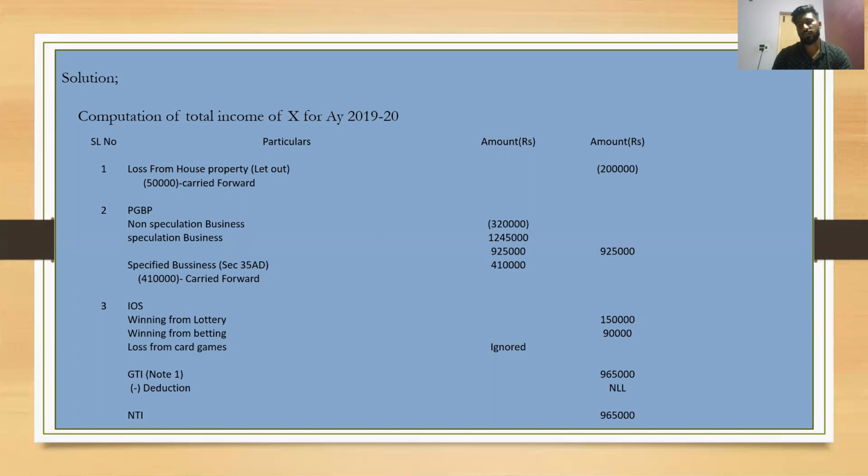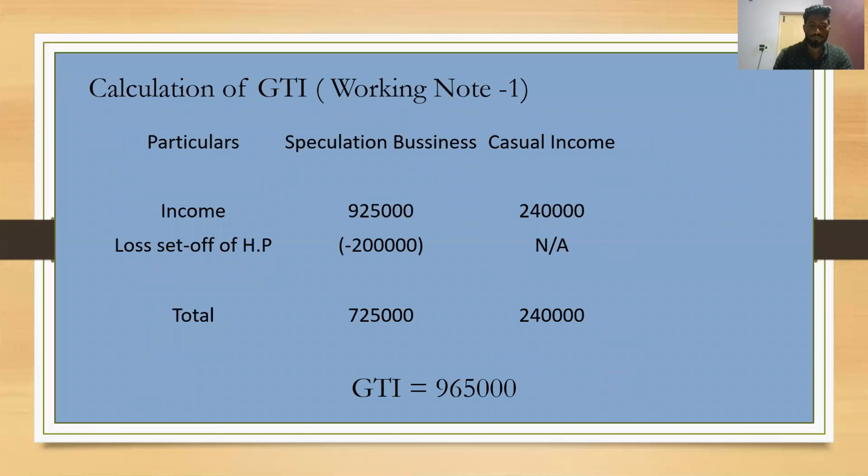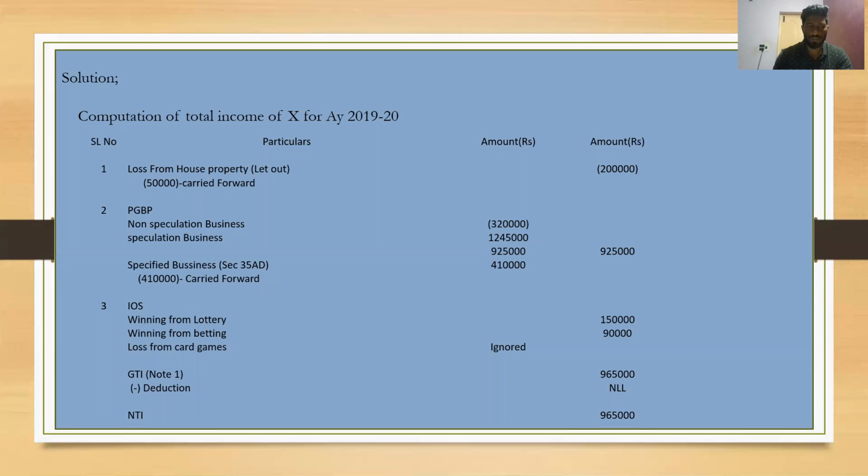Next we need to see what the gross total income is. It is GTI. I have done a working note for that. We have two incomes: one is speculation income and the other is casual income. Casual income is nothing but income from other sources, what we get as casual income.